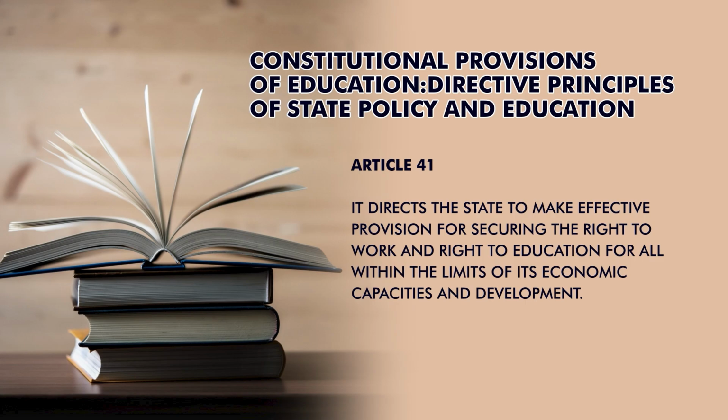It directs the state to make effective provision for securing the right to work and right to education for all within the limits of its economic capacities and development. Try to understand right to work and right to education. Provisions should be made, and this has been directed to the state, that states should come out with provisions for safeguarding the right to work for the citizens and at the same time the right to education for all within the limits of its economic capacities and development.